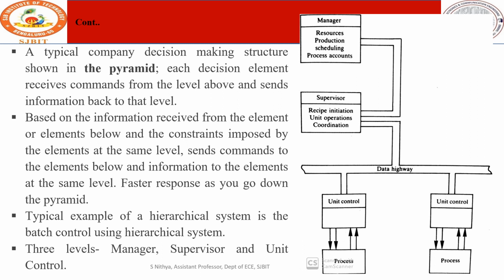A typical example of a hierarchical system is batch control using hierarchical systems. There are three levels: one is the manager level, the supervisory level, and also the unit control level. So this is all about the hierarchical systems.